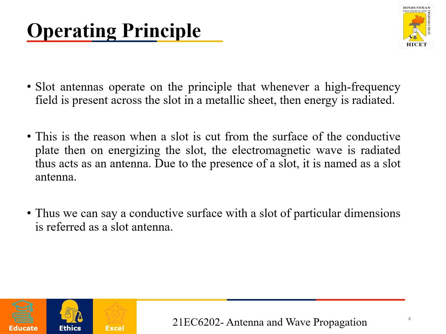Operating principle. Slot antenna operates on the principle that whenever a high frequency field is present across the slot in a metallic sheet, then energy is radiated. This is the reason when a slot is cut from the surface of the conducting plate, then energizing the slot, the electromagnetic wave is radiated, thus acting as an antenna. Due to the presence of a slot, it is named as the slot antenna. Thus, we can say a conductive surface with a slot of particular dimensions is referred to as slot antenna.